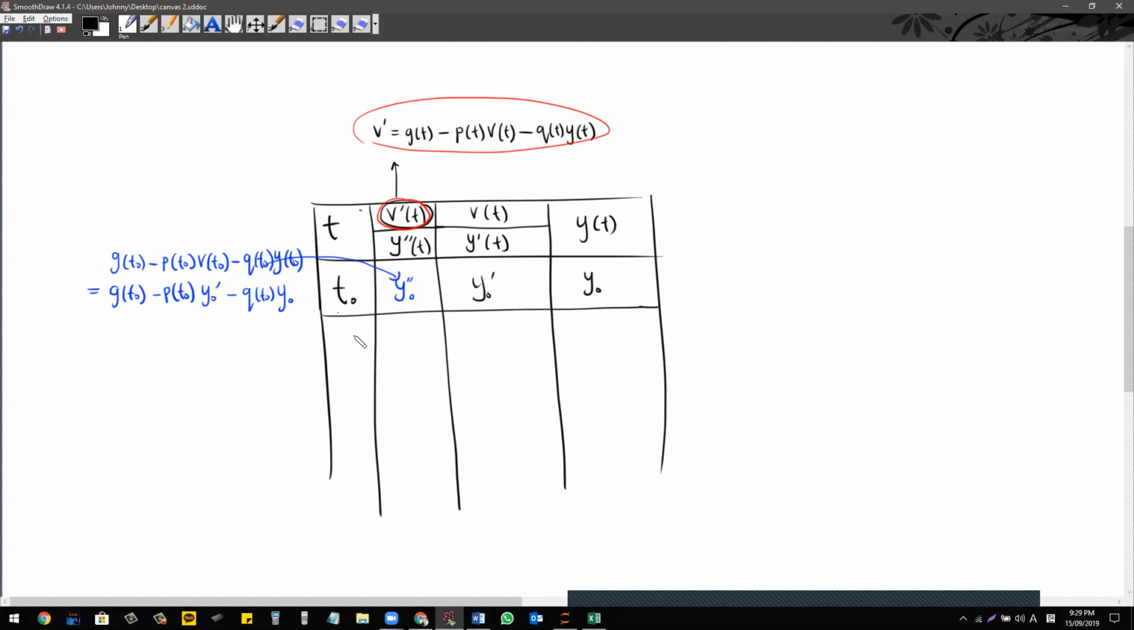So this is now T1. The first thing you have to do is this one. So this is step 1. You have to write step 1: find y1 dash using Euler's formula. So y1 dash equals y naught dash plus y naught double dash, this one here, times the step.